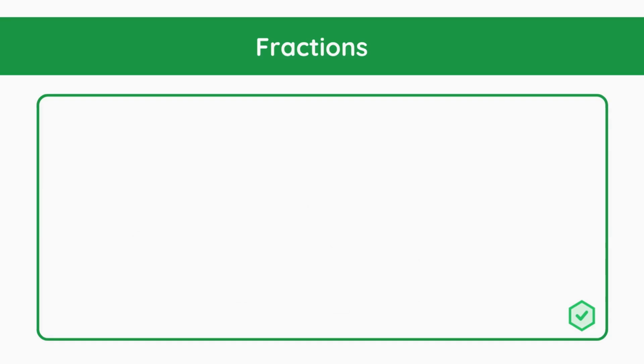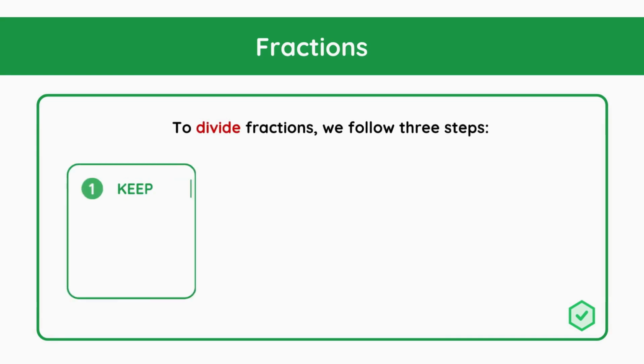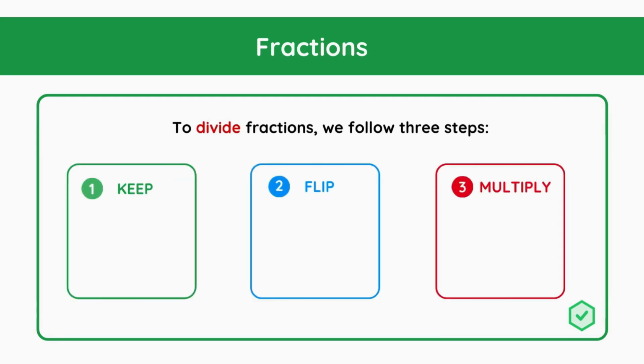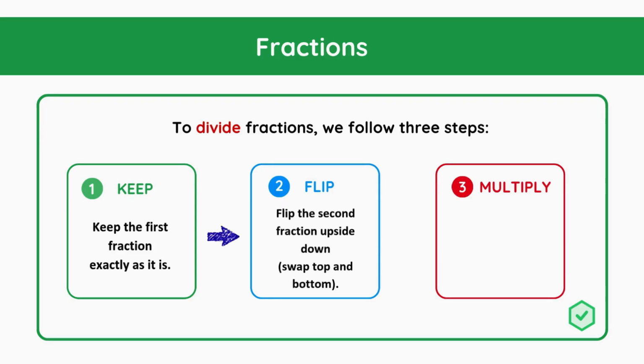Now let's move on to the last operation, dividing fractions. To divide fractions, we follow 3 steps: keep, flip, and multiply. Here is what each step means. First, keep the first fraction exactly as it is. Second, flip the second fraction upside down so its top number and bottom number swap places. Third, change the divide sign into a multiply sign. Once you have done this, you simply multiply the fractions, which you already know how to do.